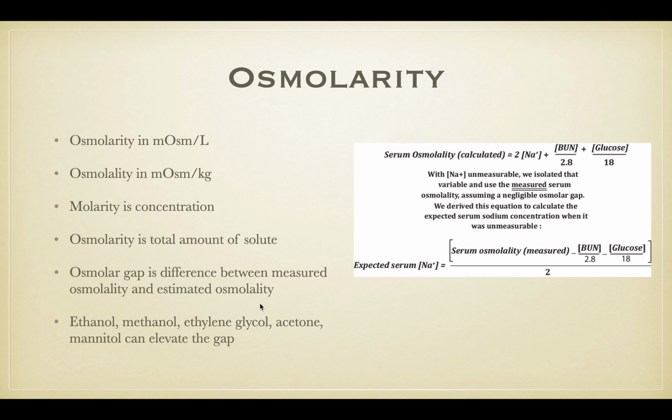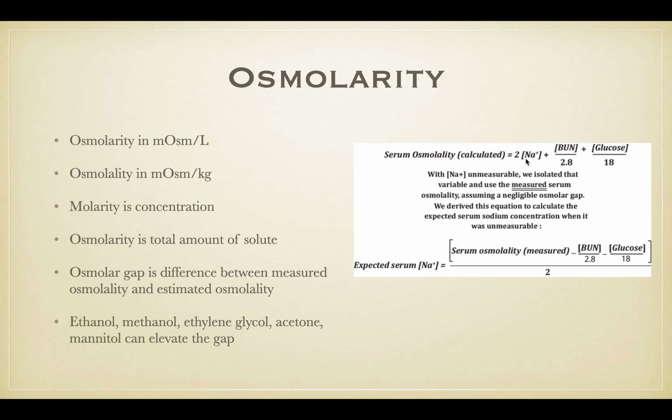gives you the equilibrium of whatever solute is in the body. And you use ethanol, methanol, ethylene glycol, or acetone, and mannitol to elevate the gap. So usually in cases like shock, or like blood loss, you want to elevate the gap in order to maintain equilibrium.